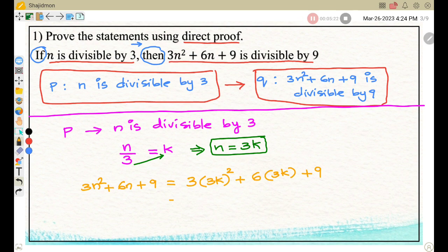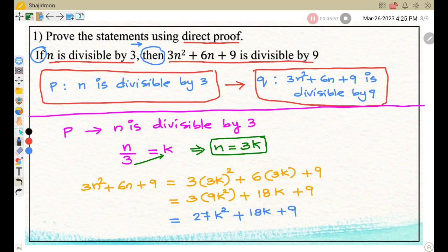Now just simplify. 3 multiplied by (3k) square: 3 square is 9, k square is k square, plus 6 multiplied by 3, that is 18, multiplied by k, plus 9. That means what we are getting here is 3 multiplied by 9, which is 27k power 2, plus 18k plus 9, correct? Now you can check all these three terms.